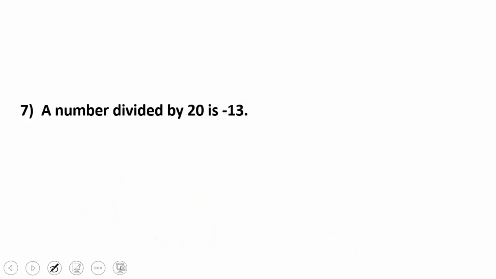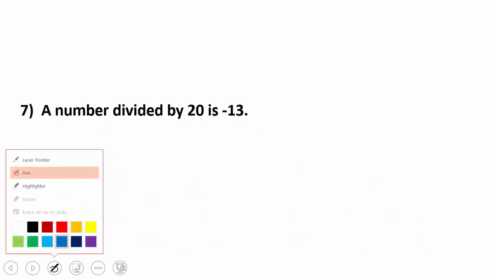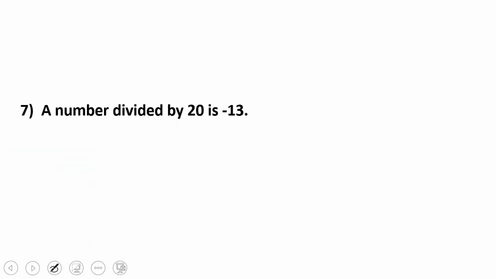A number divided by 20 is negative 13. Let's go with purple. So a number, again, I'm just going to pick x, divided by, I'm going to use my division sign, 20 is negative 13. So once again, I can write it this way, x divided by 20, or I can write it the fraction looking way, x over 20. That's the way I like it, but you got to pick the way you like.